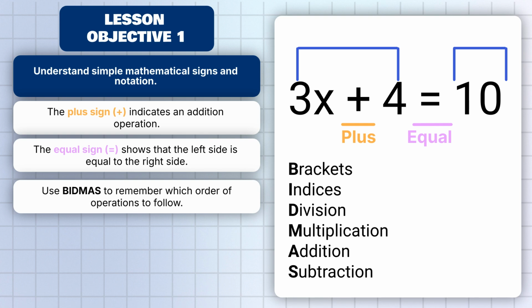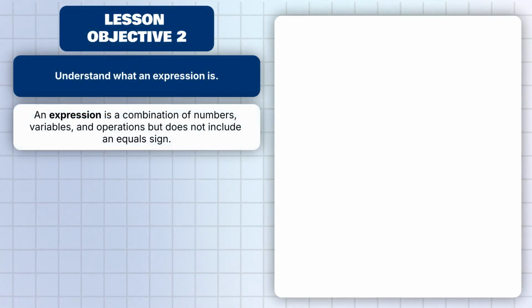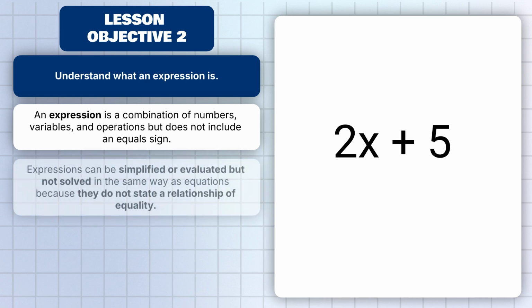Importantly, an equation always includes an equals sign, which differentiates it from an expression. An expression is a combination of numbers, variables, and operations, but does not include an equals sign. For example, 2x plus 5 is an expression. Expressions can be simplified or evaluated but not solved in the same way as equations because they do not state a relationship of equality. Think of expressions as phrases in the language. They represent quantities that can change, like x in 2x plus 5.